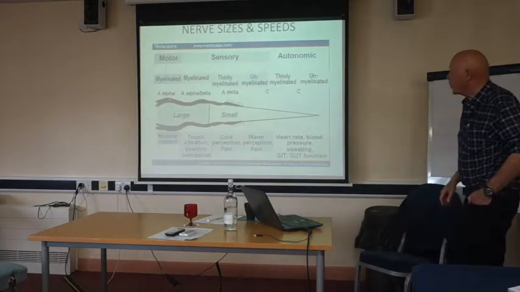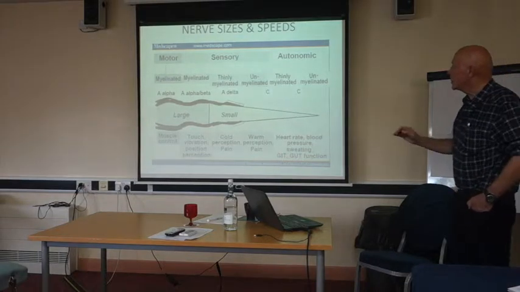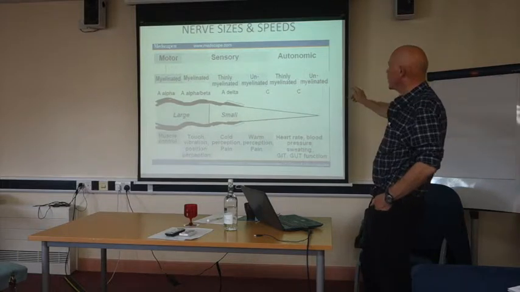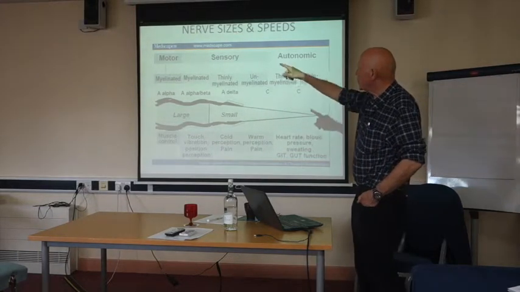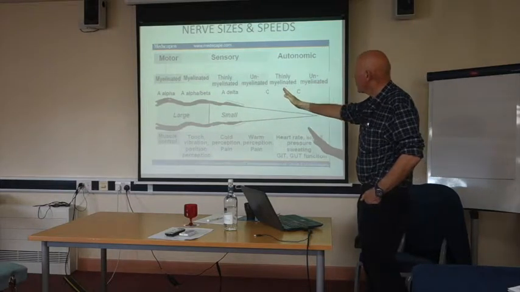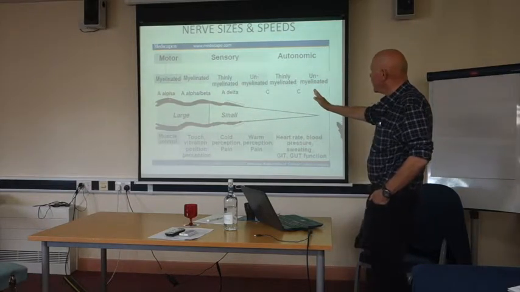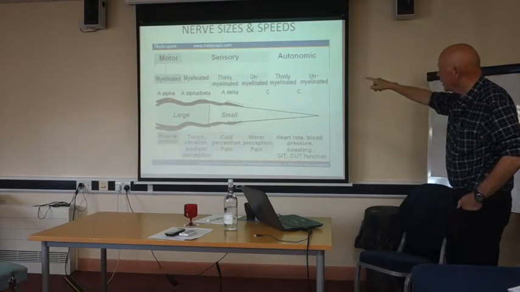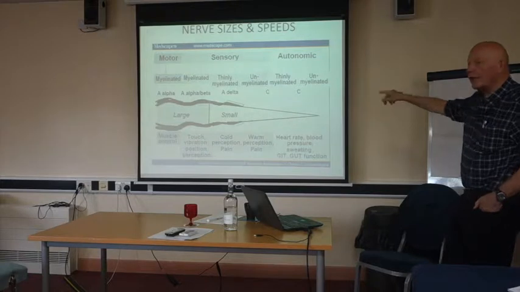That's the same information in a slightly different way. You can see the larger ones are on the left, the smaller ones are on the right. The motor ones tend to be large. The sensory ones can be large and can be tapering down. And then a lot of the autonomic stuff is the smaller, slower acting fibres.